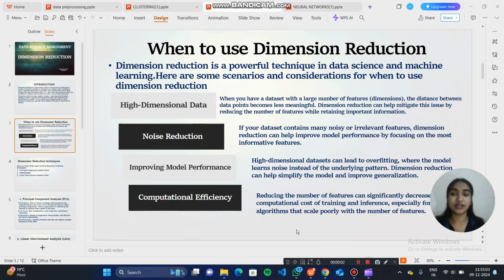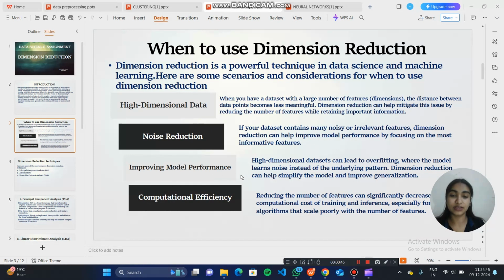Dimension reduction is a powerful technique in data science and machine learning. Here are some scenarios and considerations for when to use dimension reduction. First one is high dimensional data. When you have a dataset with a large number of features, the distance between data points becomes less meaningful. Dimension reduction can help mitigate this issue by reducing the number of features while retaining important information. Noise reduction. If your dataset contains many noisy or irrelevant features, dimension reduction can help improve model performance by focusing on the most informative features.